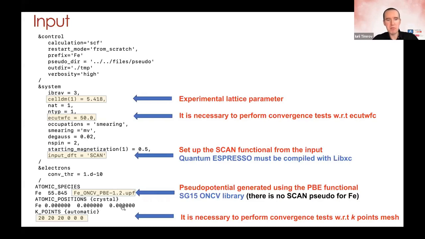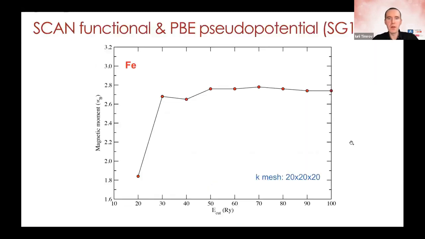Bulk iron has a small cell, so the Brillouin zone is quite large, and that's why we need a lot of k-points. I checked before and found that a 20 by 20 by 20 grid already gives converged results, but you can perform convergence tests on your own. Now we are talking not about the band gap because it's a metal, but let's consider the magnetic moment of iron. Let's see how SCAN performs compared to PBE. Is it better or is it worse?